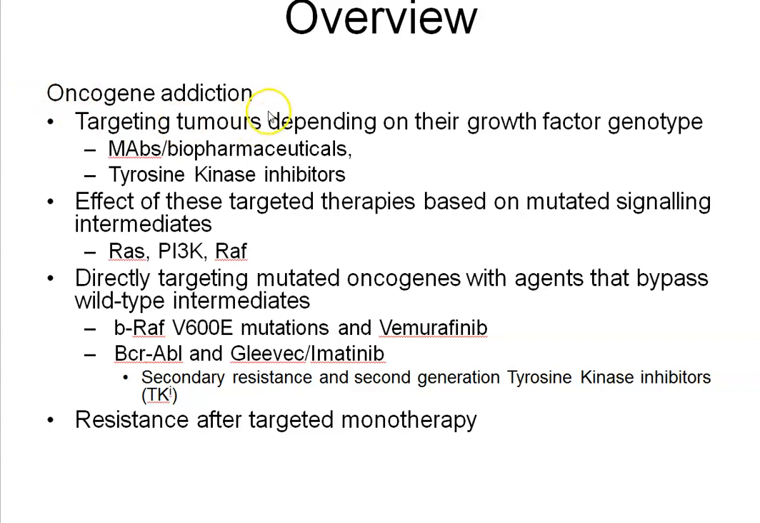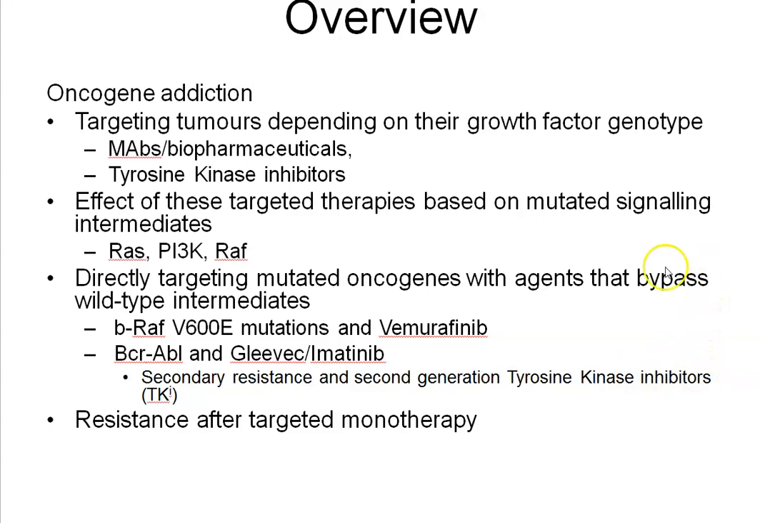So oncogene addiction is where a cancer is effectively addicted to a specific growth factor or signaling intermediate, and that is the one thing that is driving that cancer's growth. If you can block that particular growth factor or signaling intermediate, then you should be able to block that cancer's growth. If the cancer is responding to multiple signals, then blocking one of them will not work and the tumour is not oncogene addicted.